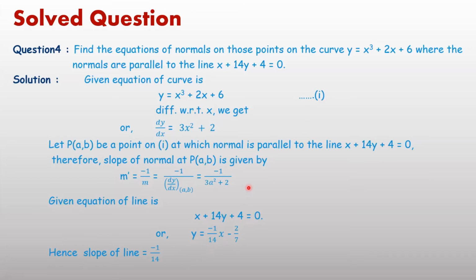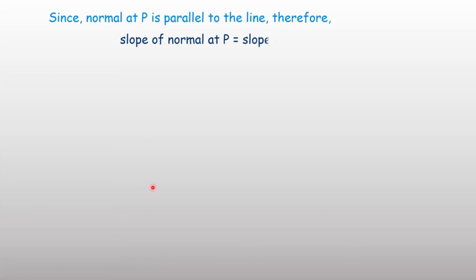Now here you can easily observe that the slope of the normal is m' = -1/(3a² + 2) and the slope of the line is -1/14. Since the normal is parallel to the line, the slope of the normal at the given point P equals the slope of the line, which is -1/14. It implies the slope of the normal is -1/14, and we have already calculated the slope of the normal as -1/(3a² + 2).